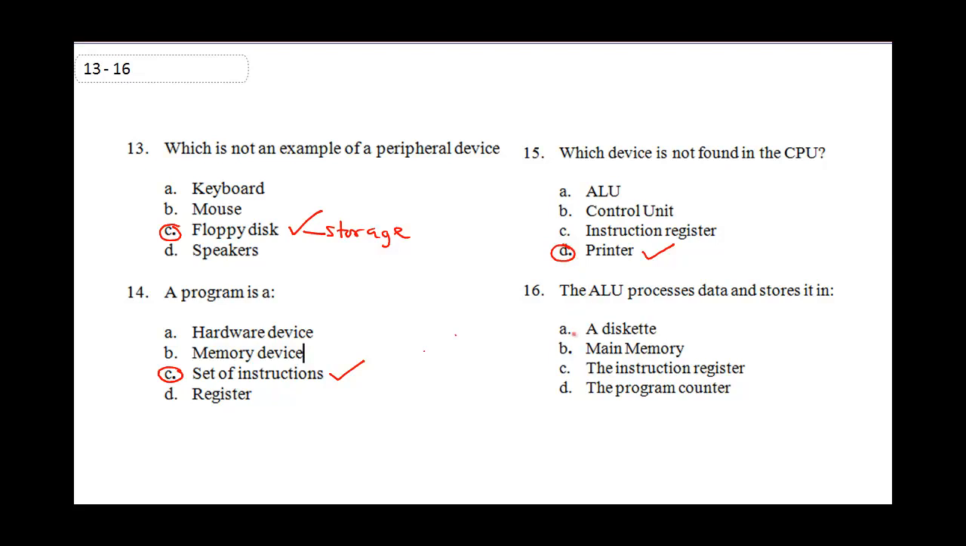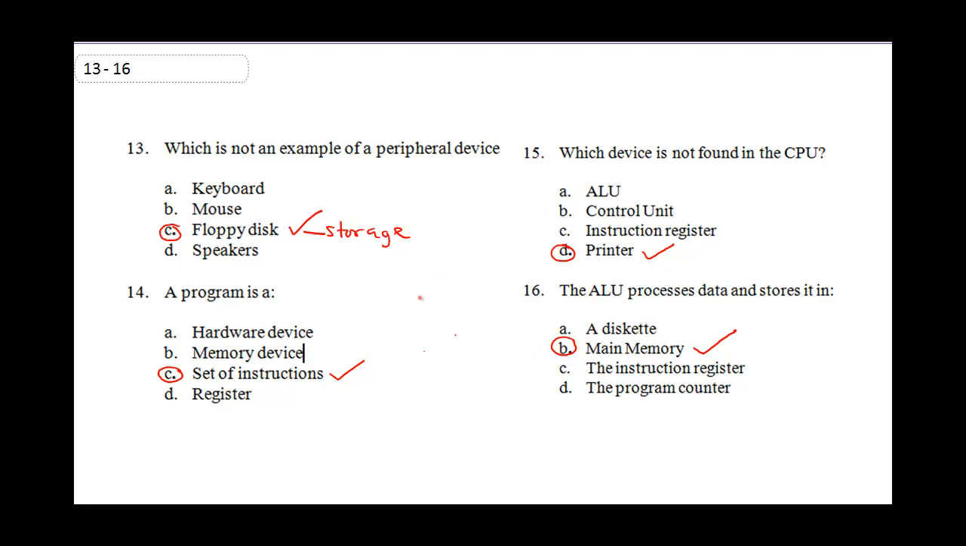Now question 16 says the ALU processes data and stores it in a diskette. No, a diskette is used for storing your own personal information. The ALU stores in the main memory. So B is the correct answer. Now, the program counter holds the address of the instruction that is being executed, while the instruction register tells the computer what instructions to carry out, the instructions to execute.